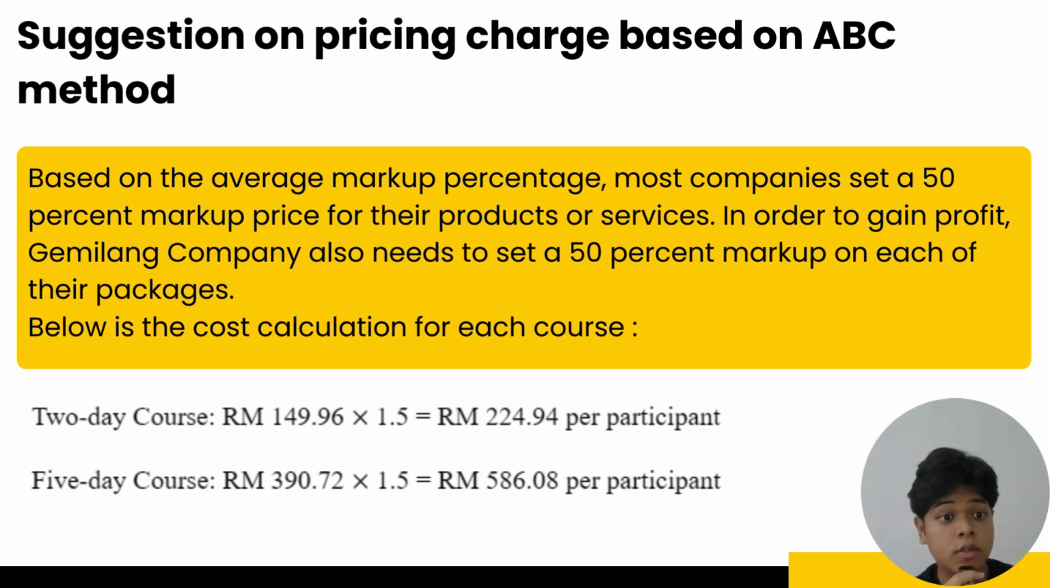for each course. Based on the average markup percentage, most companies set a 50% markup price for their products or services. In order to gain profit, Gamelan company also needs to set a 50% markup on each of their packages. Below is the calculation of markup price for each course.